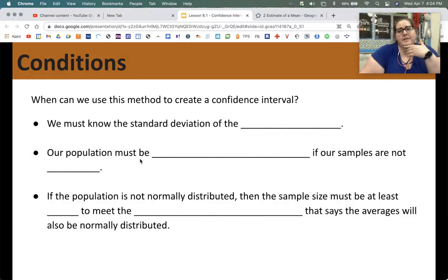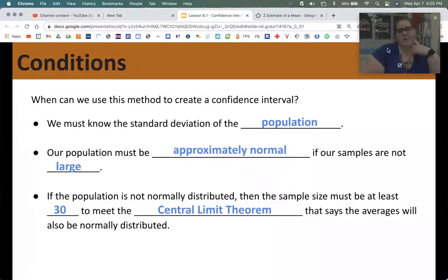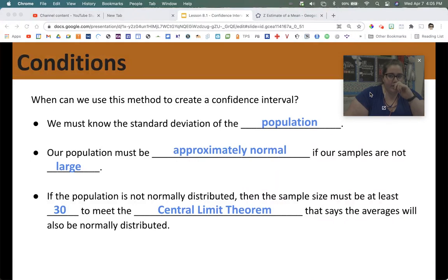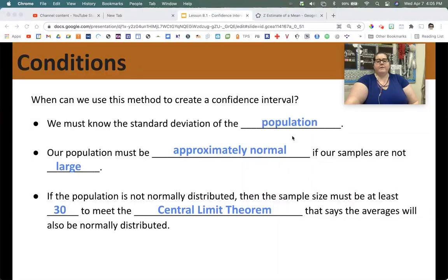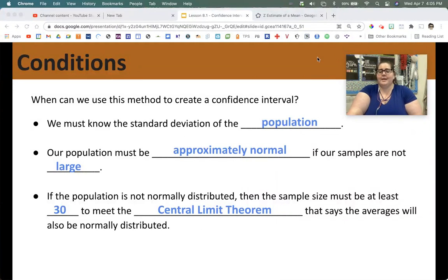Last thing, in order for this confidence interval to be accurate, we need to know the standard deviation of the population, and our population should be roughly normal. If it's not, then we need a sample size of at least 30, because the central limit theorem still applies. Those are things that we'll talk about more in class, but I wanted to put them up here as things that need to be true in order for this confidence interval to be accurate.